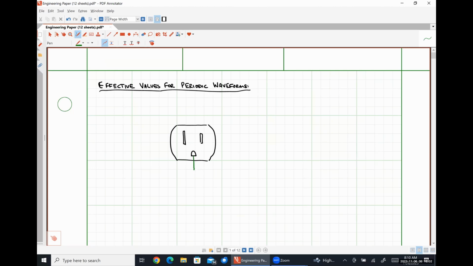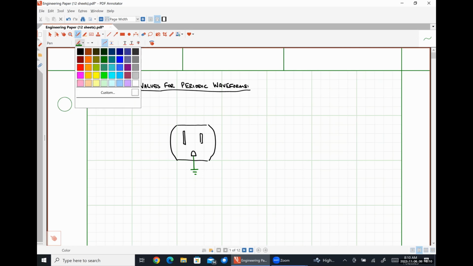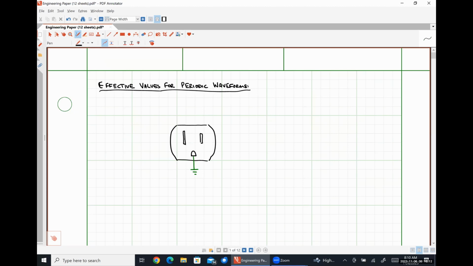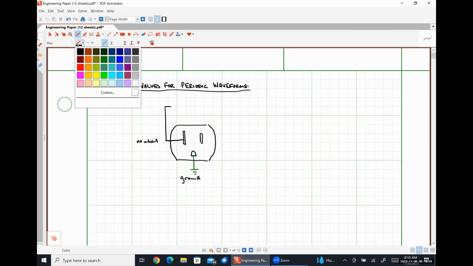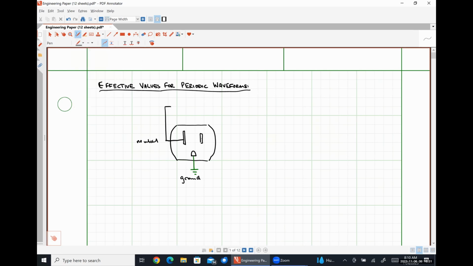This one at the bottom is our ground pin. Typically has a green wire. Then we have the large rectangular slot. This is our neutral connection. This guy was ground. And on the other side, I'm going to do it in gray, but it's typically a white wire. Is our hot wire.